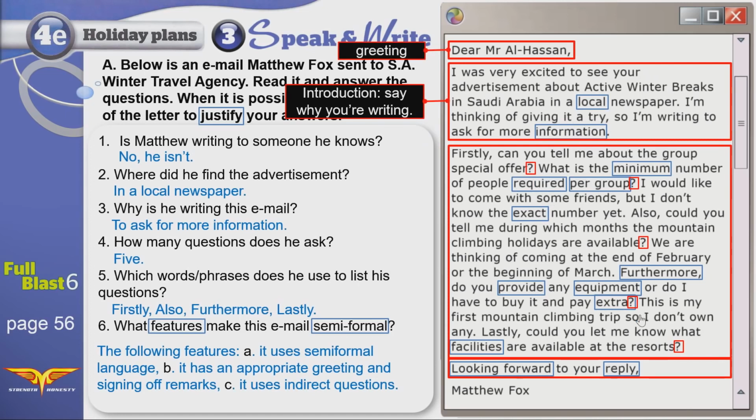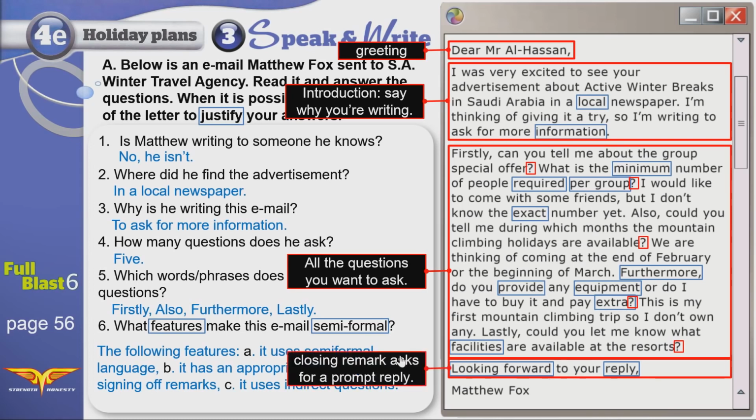And then what do we write? This is the main part. In the main part, we write our questions. In the introduction, we wrote that we are writing to ask for information. In here, we write our questions asking for information. And then, a closing remark asking for a prompt reply, a quick reply. And then you write your name at the bottom.